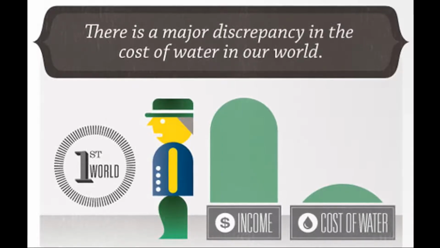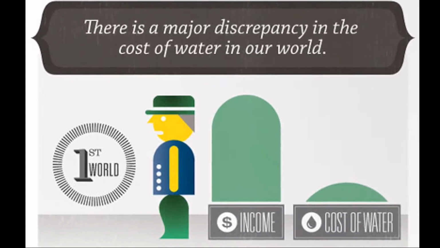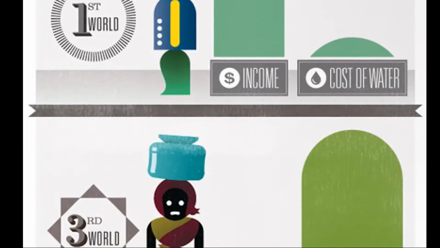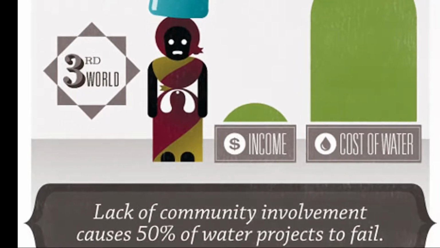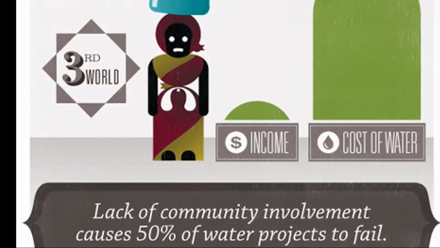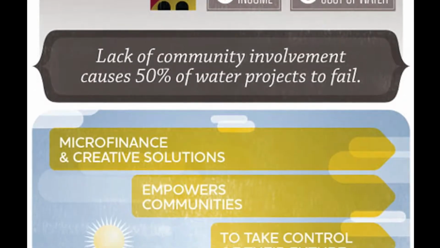There is a major discrepancy in the cost of water in our world. People with more money have cheaper water. In third world countries, 50% of water projects fail. Our system should be more effective.